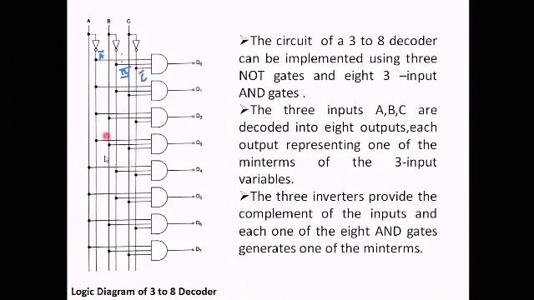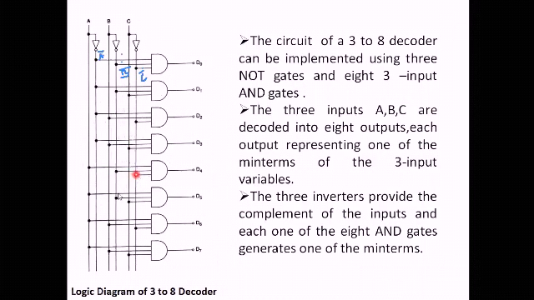Just see the lines here. This means B and the line from the inverter means B bar. This means C and the line from the inverter means C bar. Now we were in D2. D2 means A bar, B, C bar. Next is D3. D3 was A bar, B, C. Next is D4. It is A, B bar, C bar.